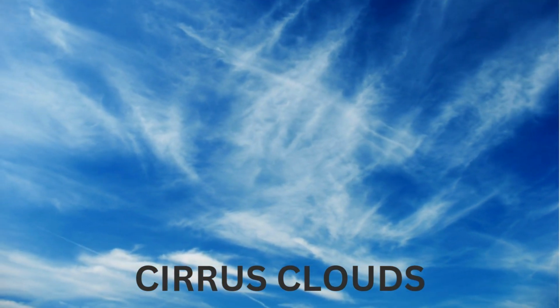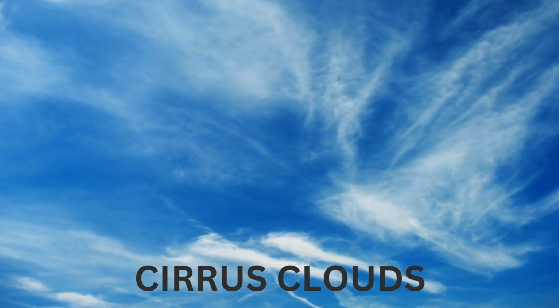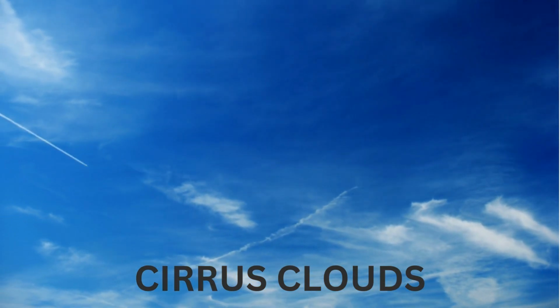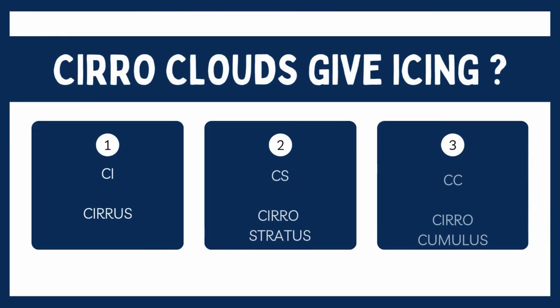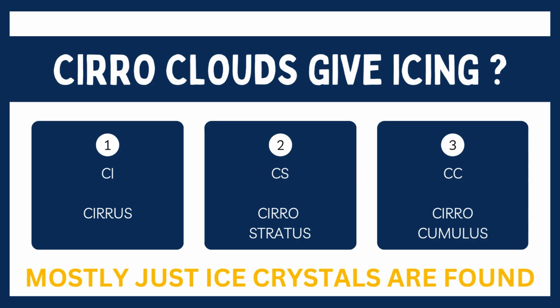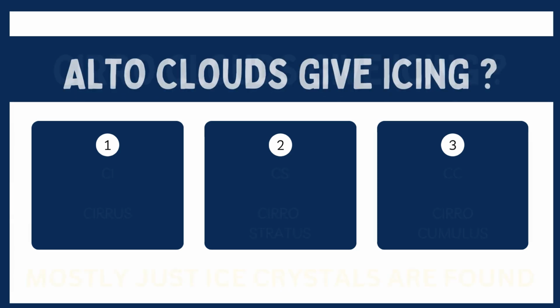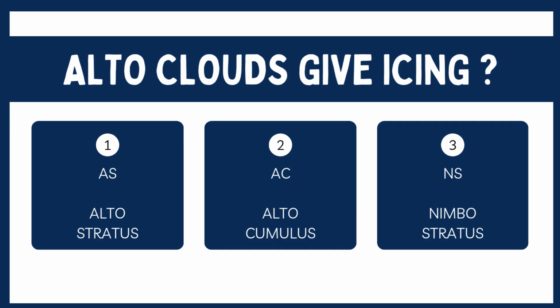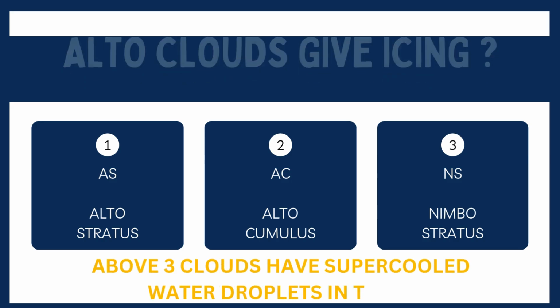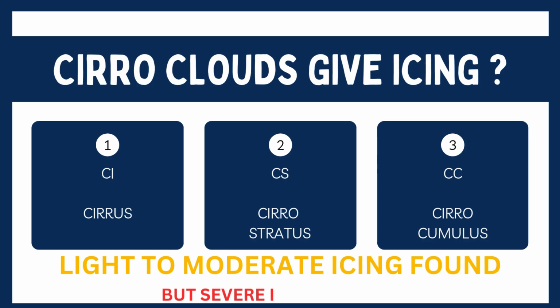So first, when we talk about cirrus clouds, and you must have watched my previous videos, if not then please go ahead and watch the cloud video first. In the cloud videos you would see that the cirrus clouds are the top layer clouds, right? So cirrus, cirrostratus or cirrocumulus. These are mostly just ice crystals and it's no biggie, right? The second one, the middle layer clouds, that is altostratus or nimbostratus. These clouds have supercooled water droplets or supercooled ice crystals, and they have light to moderate icing. Then comes the most severe icing.